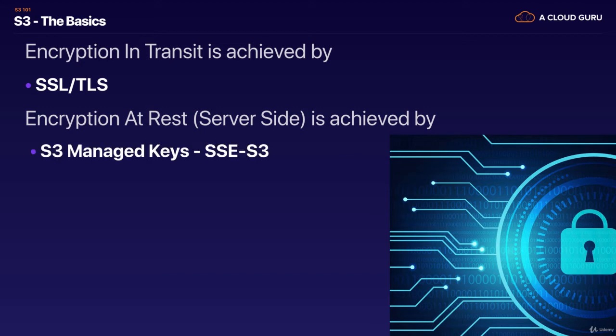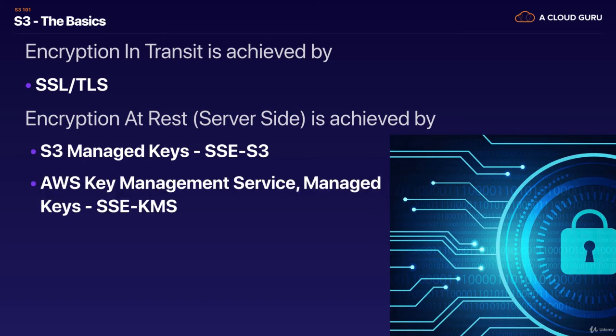Let's look at the server side, where there are three different types. There's S3 managed keys. This is where Amazon manages the keys for you automatically, so you don't need to worry about the keys at all. A key is just a way of encrypting the object and then decrypting it, just like you would use a key with a lock. Amazon manages all the keys. This is sometimes referred to as SSE-S3, which is server-side encryption S3.